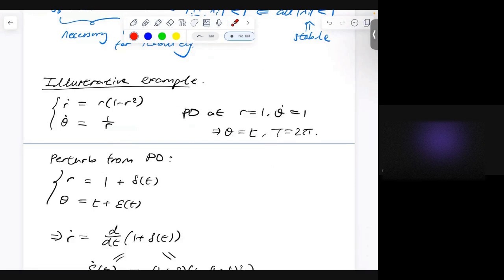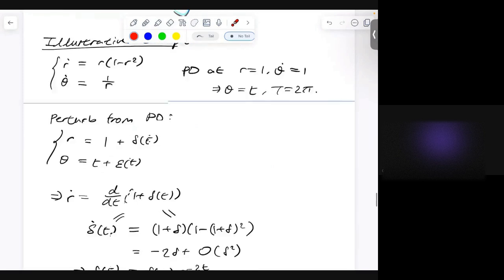With this system, we have a PO at r equals 1, and theta dot along the PO is equal to 1, which means if we integrate this, theta is going to be equal to t, which means that the period is equal to 2 pi.